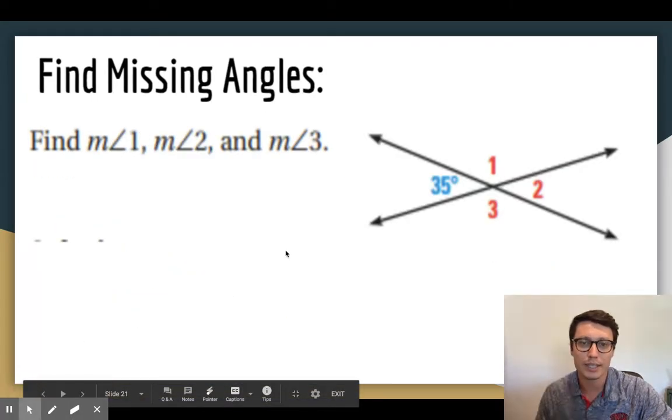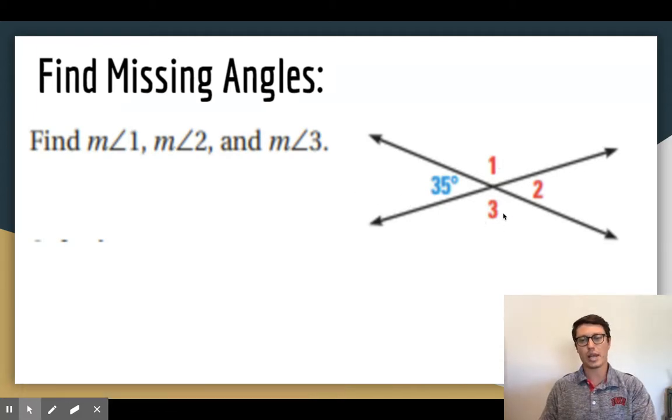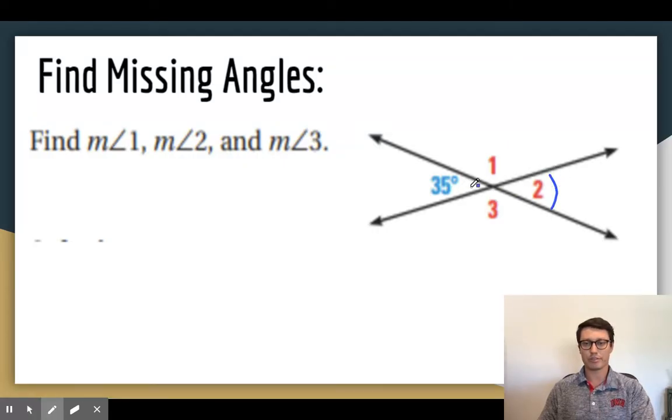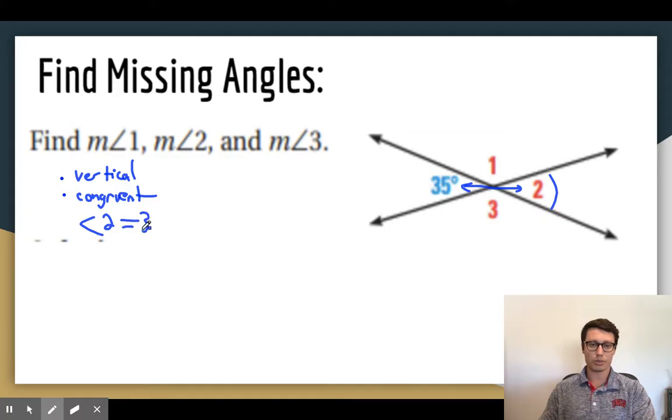Boom. Okay, next one. Find the measure of angle 1, angle 2, and angle 3. First, let's make our lives easier. Let's go with angle 2 first. If we go with angle 2, what type of angles do we have with 35 and 2? They're on opposite sides, and we have straight lines. So we know that these are vertical. Vertical angles means that they are congruent, and congruent means they're equal to each other. So if this angle is 35 and angle 2 is equal, we know that angle 2 is also going to equal 35 degrees.